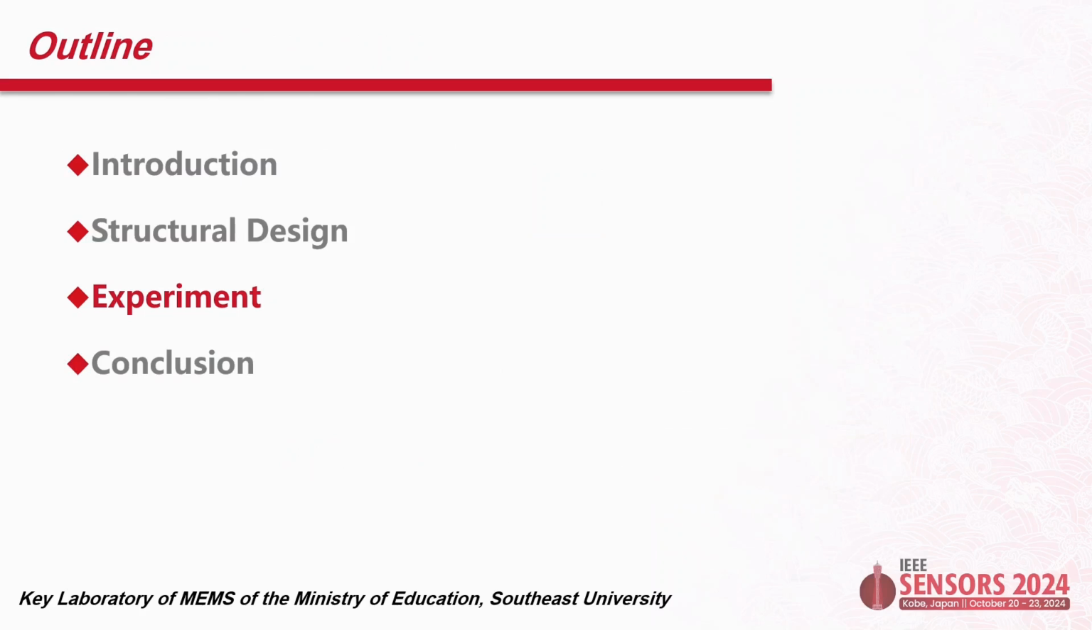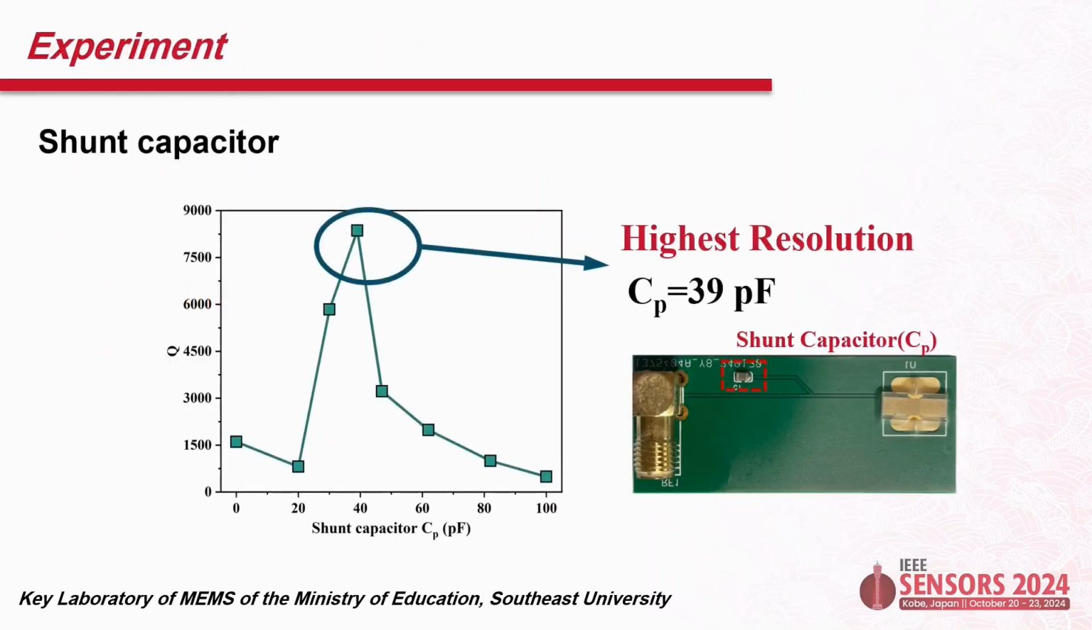Then, I'm going to discuss some experiment details. The SAW humidity sensor was tested with various shunt capacitors. The experimental results indicate that the maximum Q factor of the sensor is achieved with Cp equal to 39 picofarad at 25 degrees and 20% relative humidity.